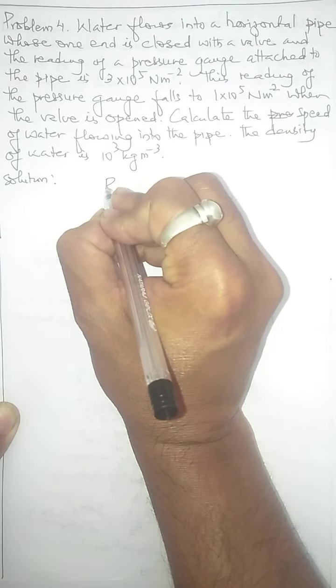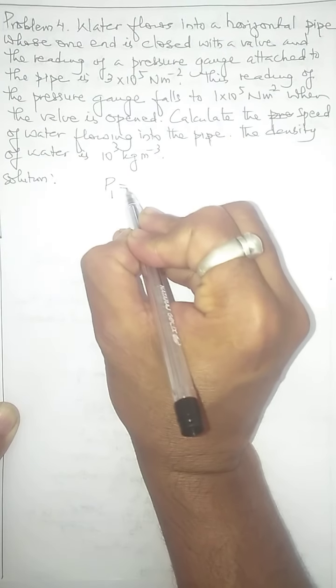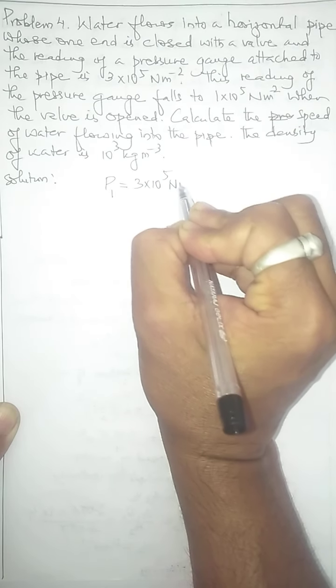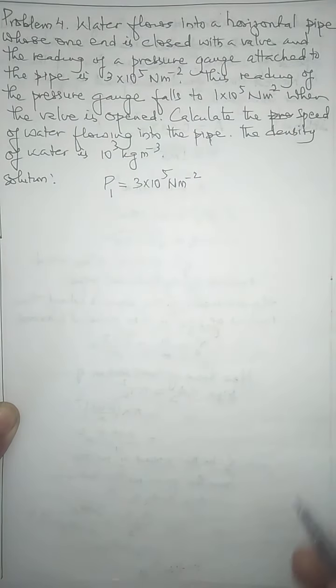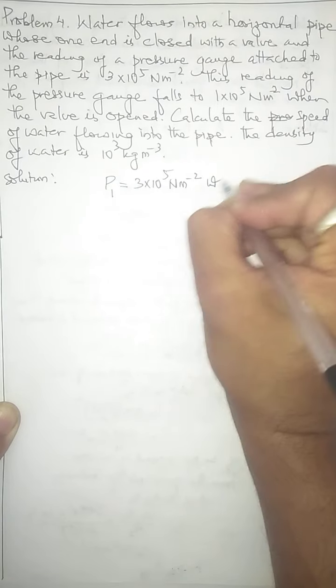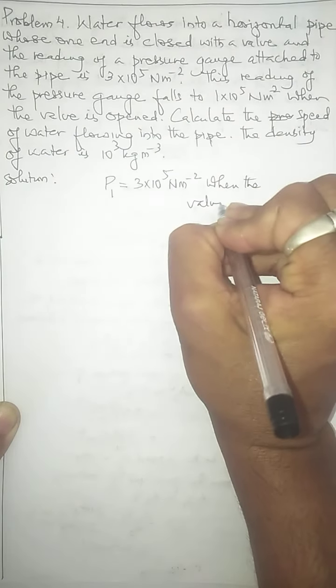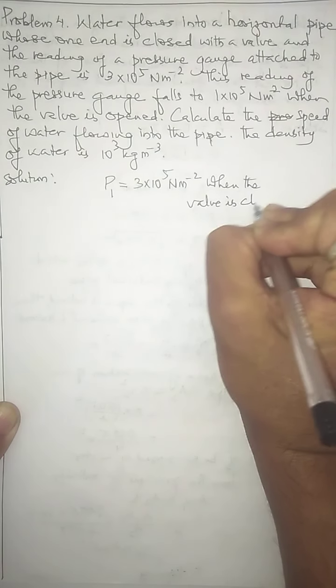That means the pressure acting on one end of the pipe when the valve is closed is P1, and that pressure is 3 into 10 power 5 Newton per meter square. So this is the pressure when the valve is closed.